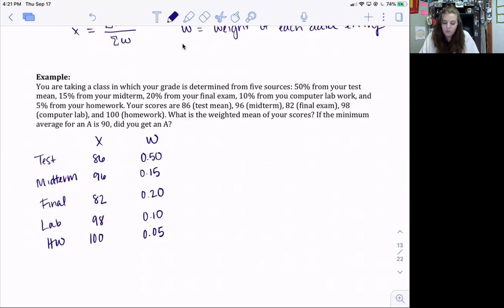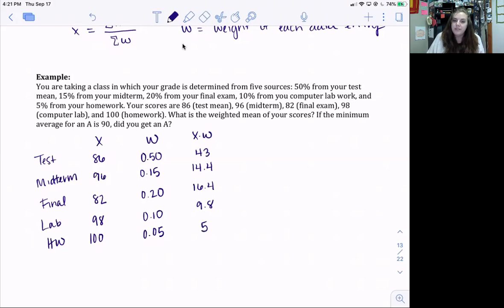Okay, so we're going to multiply these two columns together to find our X times W. 86 times 50%, half of that is 43. 15% of 96 is 14.4. 20% of 82 is 16.4. 10% of 98 is 9.8. And 5% of 100 is 5.